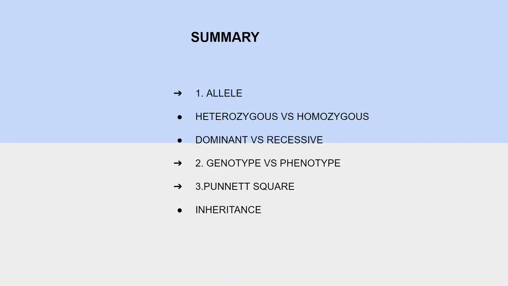So what did we learn? First, we learned what alleles are, what homozygous and heterozygous mean, as well as the difference between dominant and recessive traits in relation to alleles. Second, we learned about the difference between genotypes and phenotypes. The genotype refers to a person's DNA and the phenotype refers to the physical trait that the DNA codes for. And finally, we learned how we can use the Punnett square to determine how different alleles will be inherited from two parents.